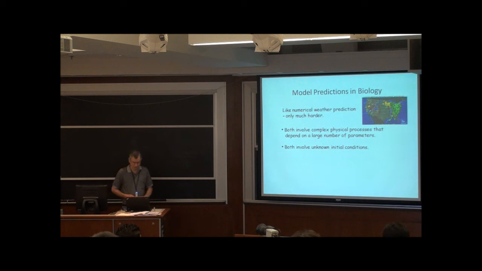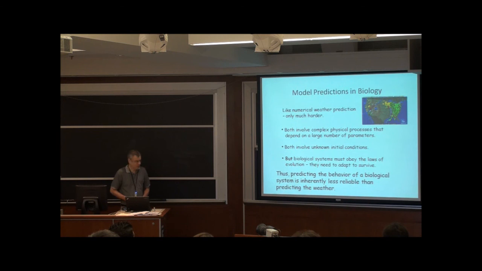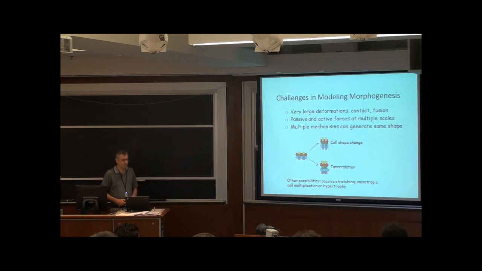But what makes biology a step harder is that biological systems also must obey the laws of evolution. So they must adapt in order to survive. And this means that the system is constantly changing. The parameters may be constantly changing on you, and so it makes it even more difficult. So predicting the behavior of a biological system is inherently less reliable than predicting the weather. And actually, the weather predictions have gotten, over the last 10 years or so, relatively reliable. Not always, but usually.